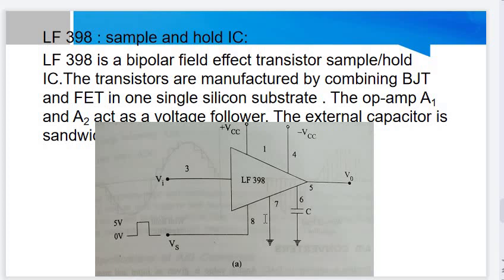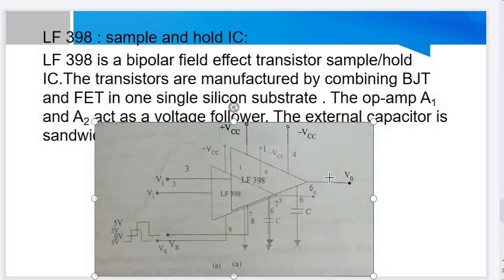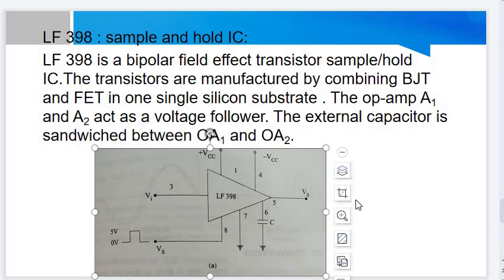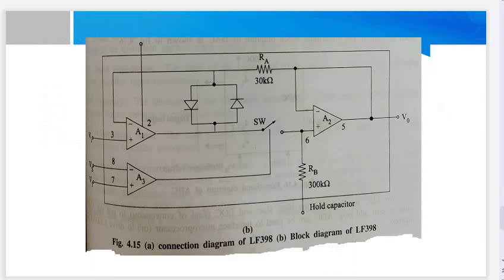LF398 sample and hold IC. LF398 is a bipolar field effect transistor sample and hold IC. The transistors are manufactured by combining BJT and FET in one single silicon substrate. The op-amps A1 and A2 act as voltage followers. The external capacitor is sandwiched between OA1 and OA2. The connection of the LF398 block diagram is shown in the figure.